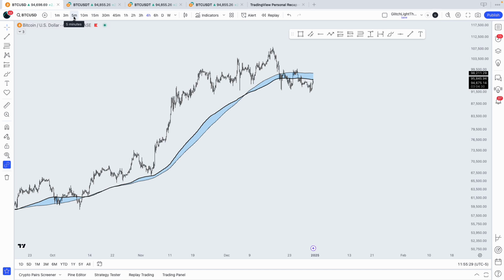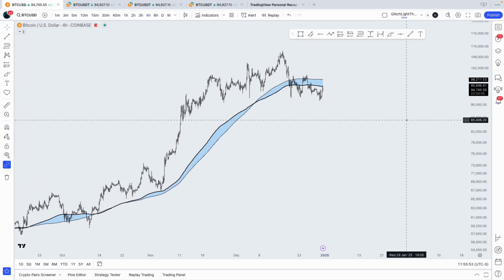So now that you have it added to your chart, let me show you how you can use it in your trading. Starting off, we want to identify two trends in the market: a low time frame trend and a high time frame trend. Typically your low time frame trend will be somewhere between the 5-minute and the 30-minute time frame, with your high time frame trend between the 1-hour and the 4-hour time frame.